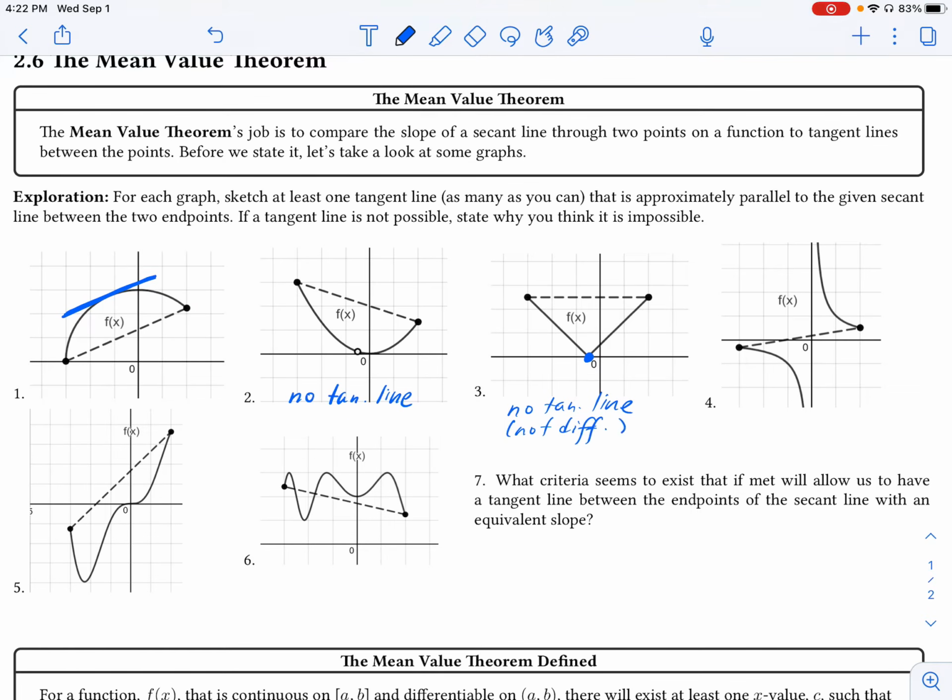And again, we saw this in a previous lesson. Why isn't it differentiable there? Well, because the slope of the tangent line as we approach from the left is not equal to the slope of the tangent line as we approach from the right.